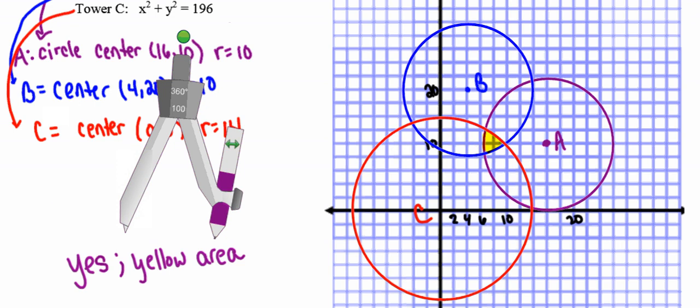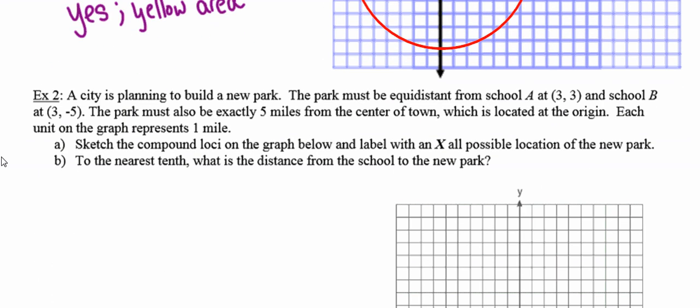All right, at this point, if you have any questions about that first example, go ahead and jot them down in the margin now so that you'll remember to ask me the next time that you come back to class. And I'm going to go ahead and head on to number 2.